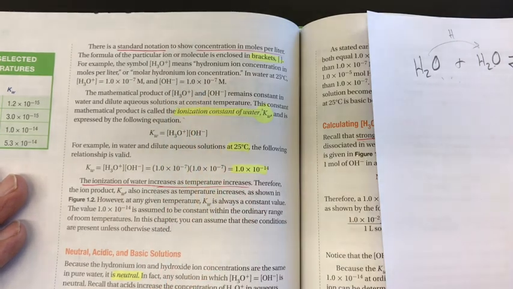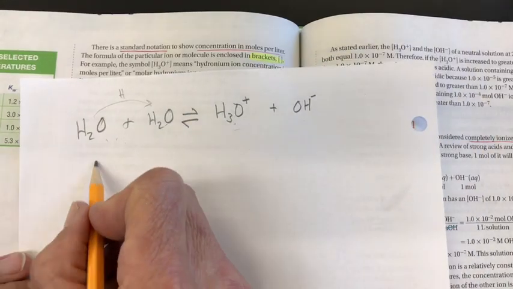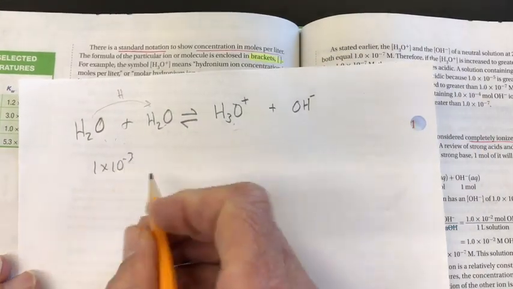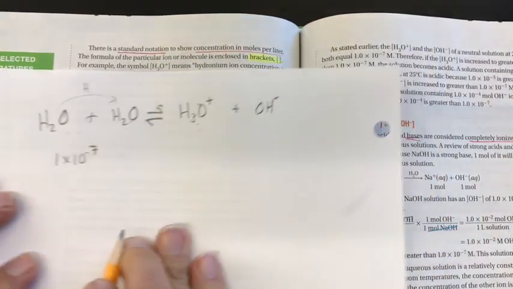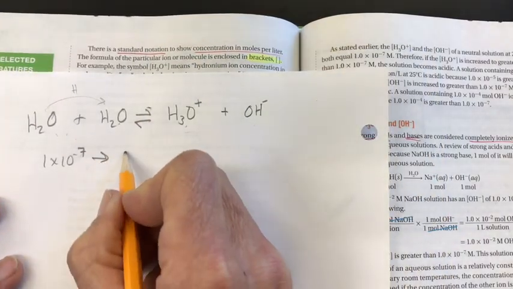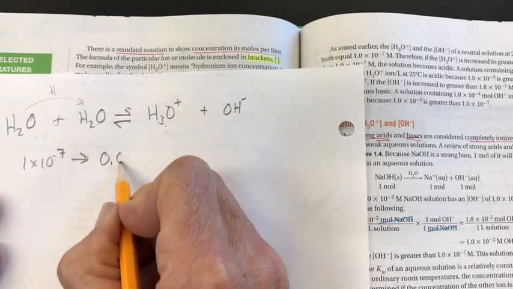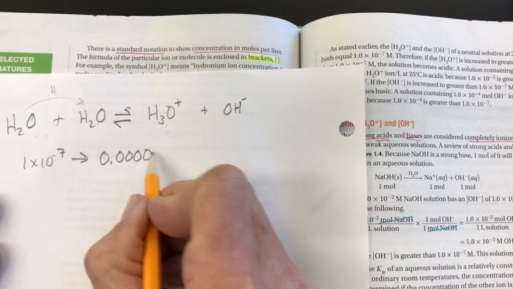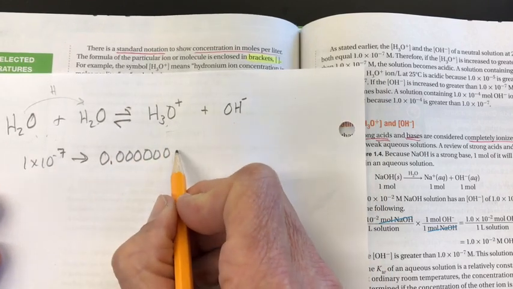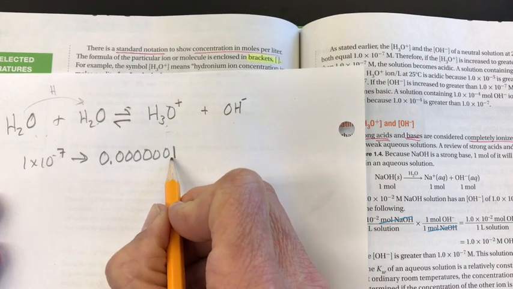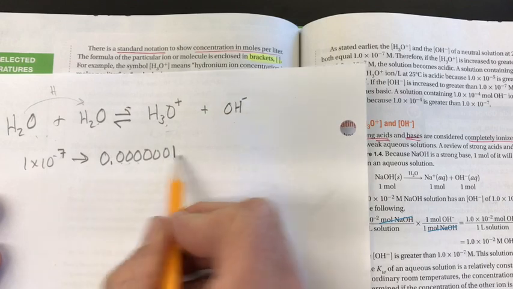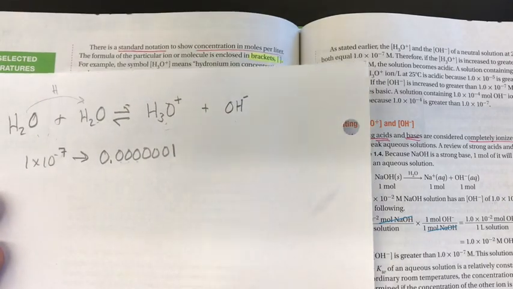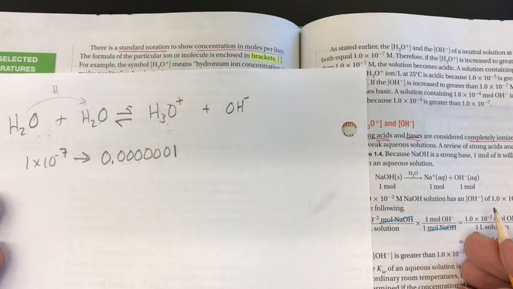Now, is this a big number or a small number? Remember that 1 times 10 to the negative 7 is the same as writing 0.0000001. That is that number. It's an extremely small number. So we're not talking about a very big thing.